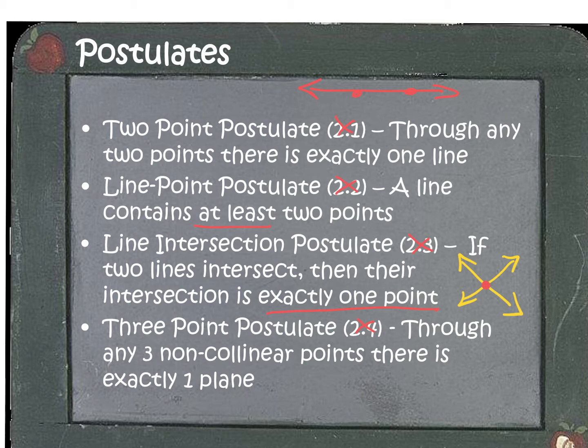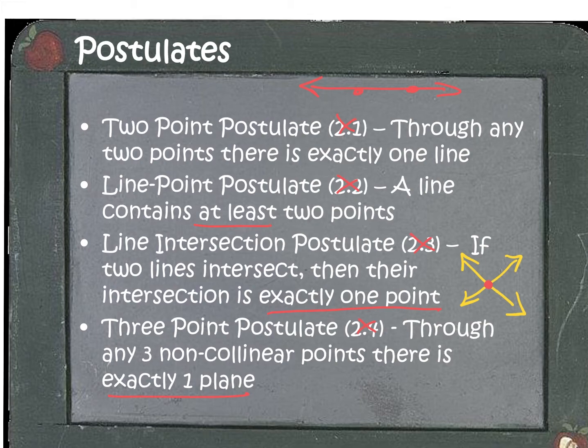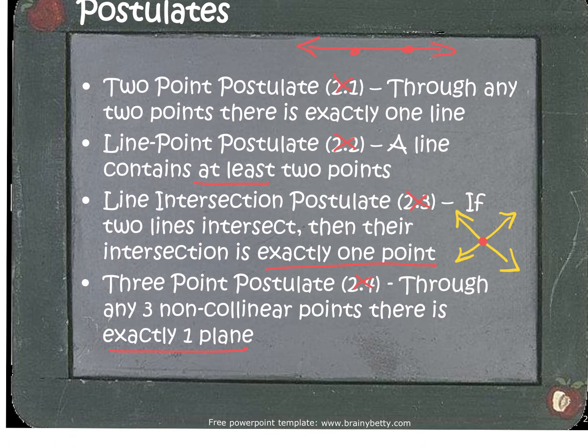Then postulate 4 is called the 3-point postulate, and this one states that through any 3 non-collinear points, there is exactly one plane. So again, remember to name a plane, you have to name it with 3 points that aren't all on the same line. So we could have 3 random points here, and they have to be non-collinear. Once I have those 3 non-collinear points, there is exactly one plane around them.